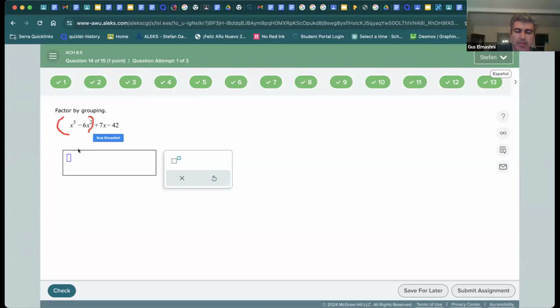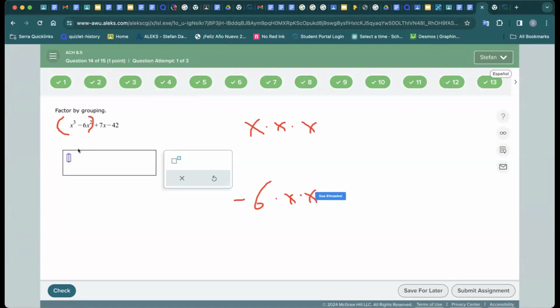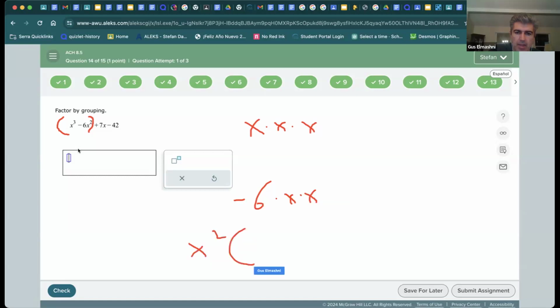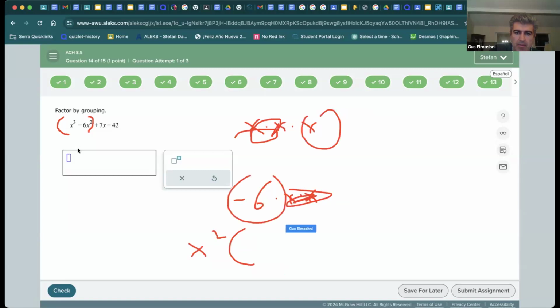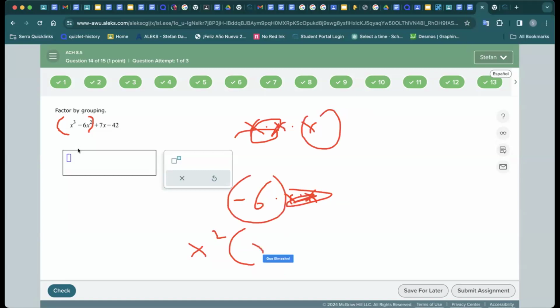Okay, x cubed. How many x is that? 3. 6x squared. Well, they have a -6 and you have two x's, right? Okay, what do they have in common? They both have 2 X's. So take it out. When you take it out, that goes away, that goes away. What's left behind? X -6. Good.